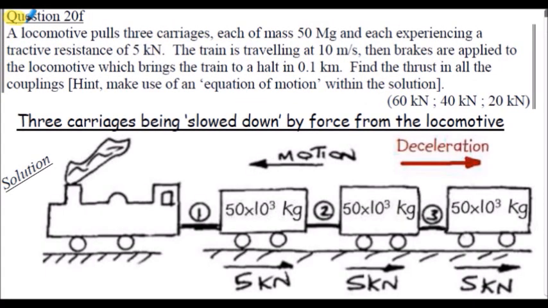So question 20F, here's the solution. Extracting information from the question. My locomotive pulling the 3 carriages. Each is 50 megagrams. Don't forget 50 megagrams is 50,000 kilograms. And of course we must include our frictional resistance for each of the carriages. So notice the motion in this case as I've drawn it is from right to left. The deceleration is from left to right.